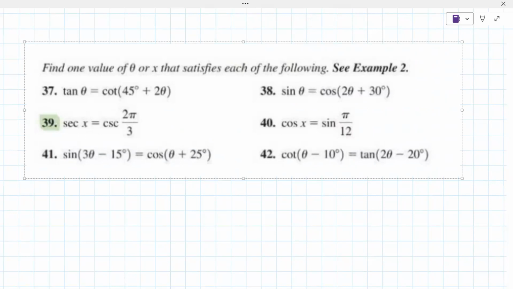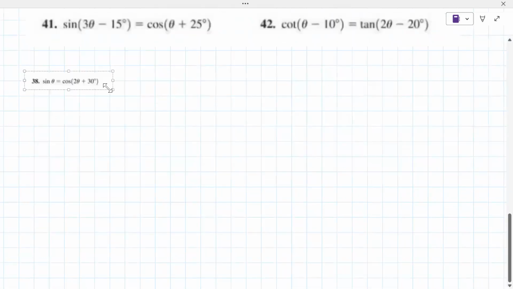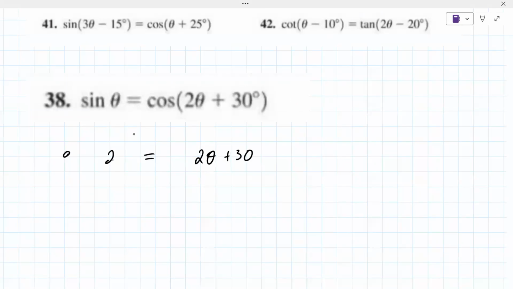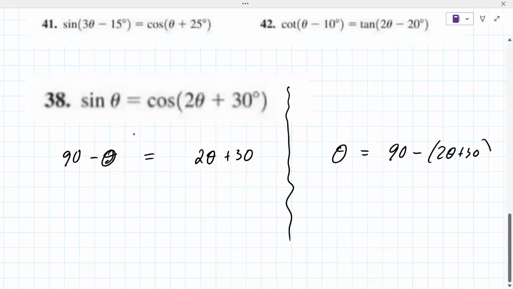Maybe I'll pick the evens. 38 here. So the idea is that you just pick one, and you pick the more complicated one, 2 theta plus 30. This has to equal 90 minus the other. Or if you don't like that, you could say theta equals 90 minus 2 theta plus 30. You'll get the same answer. That's the whole idea of the cofunction.